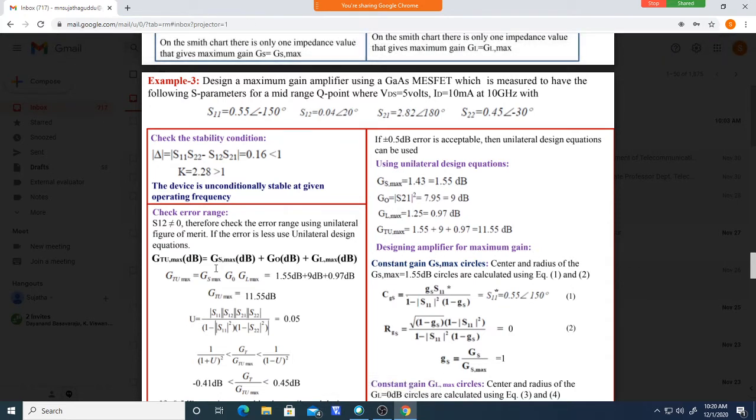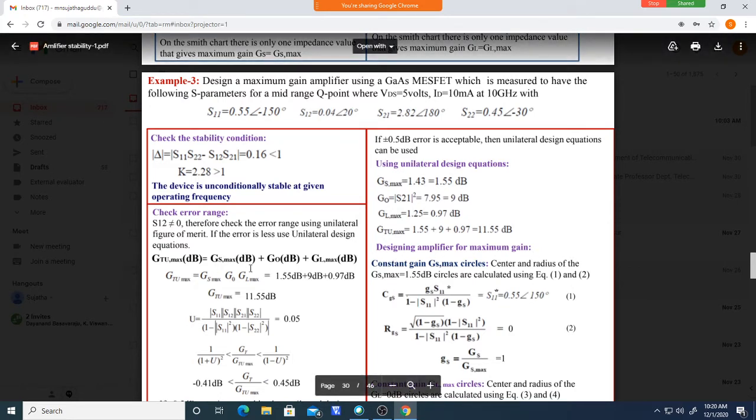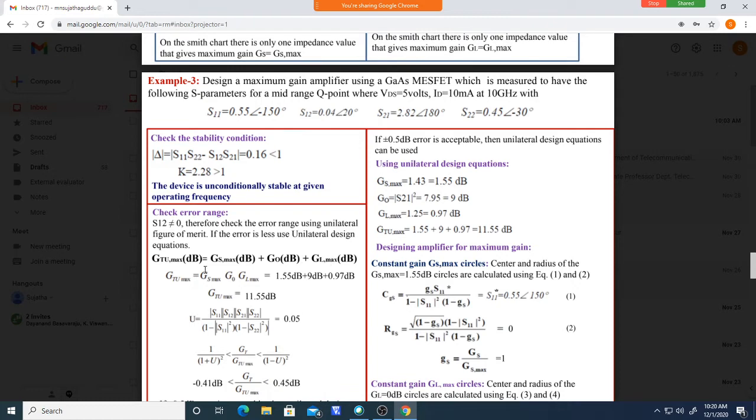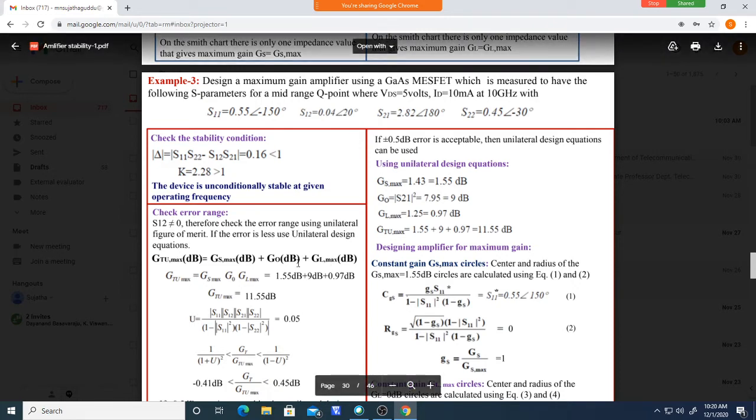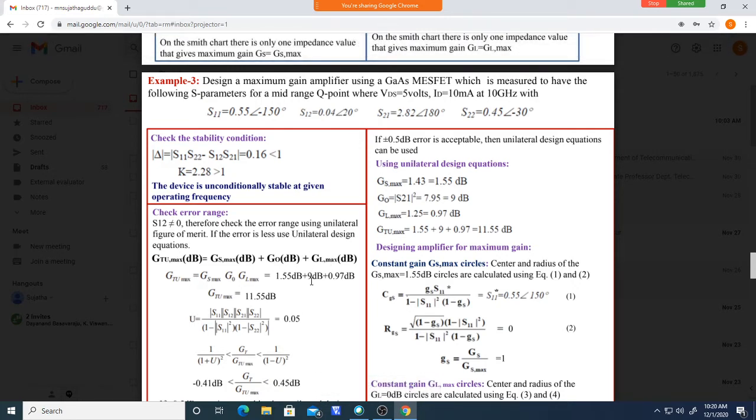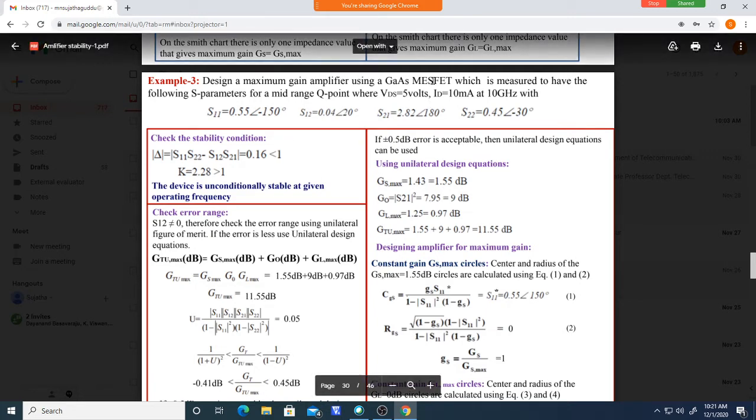GS maximum, GL maximum, and G naught. You substitute GS maximum, GL maximum, and calculate this. So what is that value for this particular problem? See, this is given here.